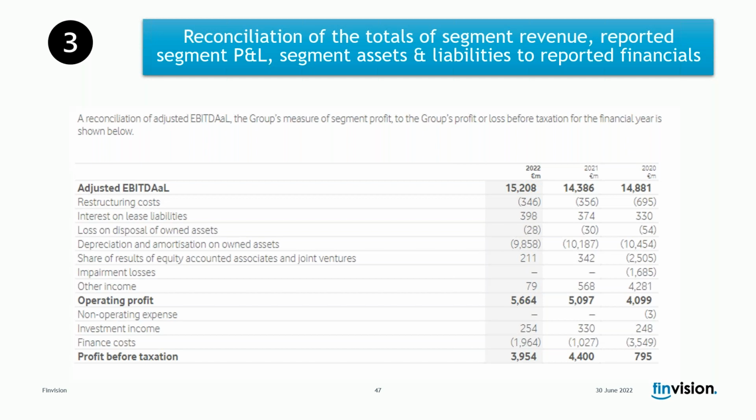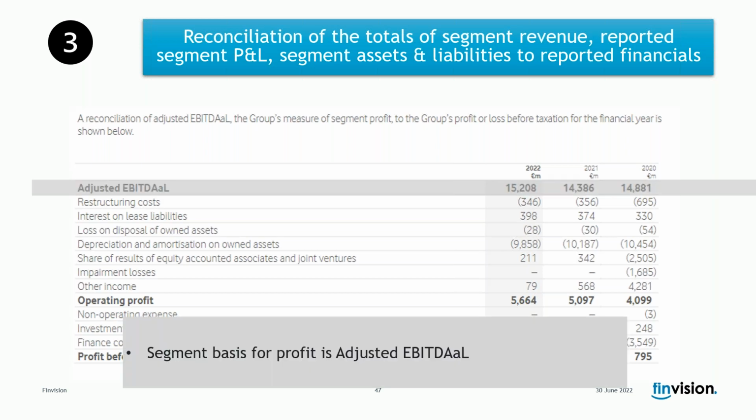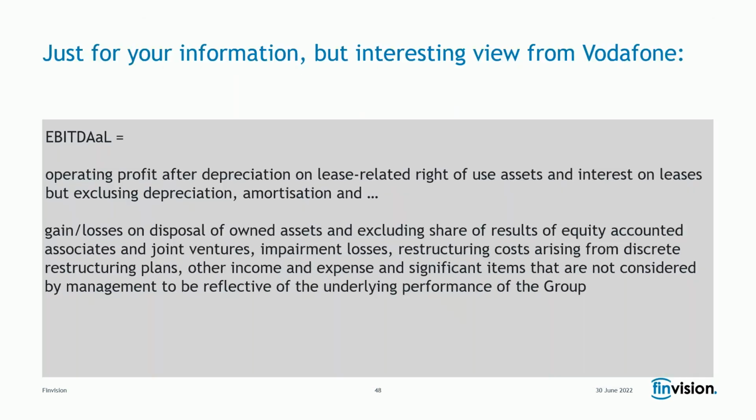I mentioned EBITDA AL. This is for info, but it is an interesting one. It's a non-IFRS management basis, and how they define it is the operating profit after depreciation on lease-related right-of-use assets and interest on leases, but excluding, there's a typo, depreciation, amortization, and some other elements.